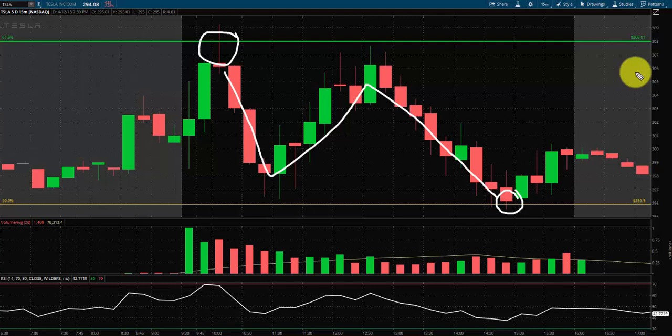Now, a lot of people use moving averages. A lot of people use relative volume. Whatever you want to use, that's fine. It works with any trading system. And it should help out your profits big time.